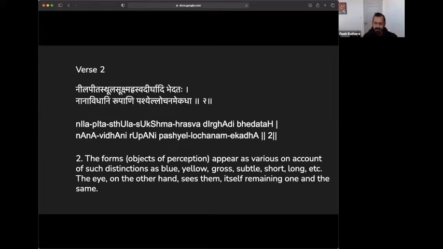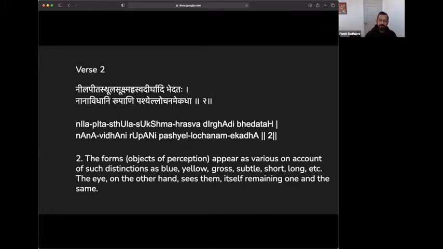The English. The forms, objects of perception, appear as various on account of such distinctions as blue, yellow, gross, subtle, short, long, etc. The eye, on the other hand, sees them, itself remaining one and the same.